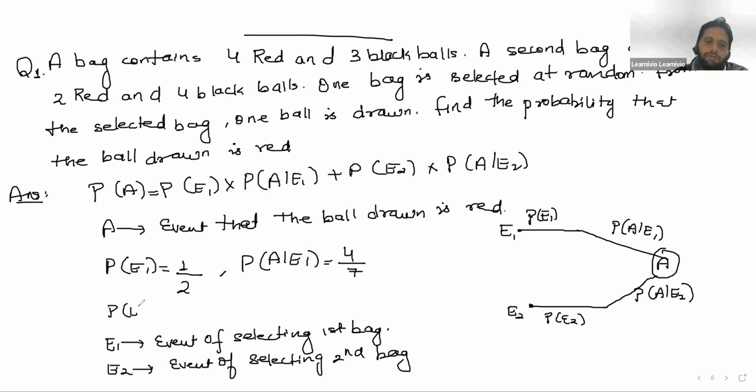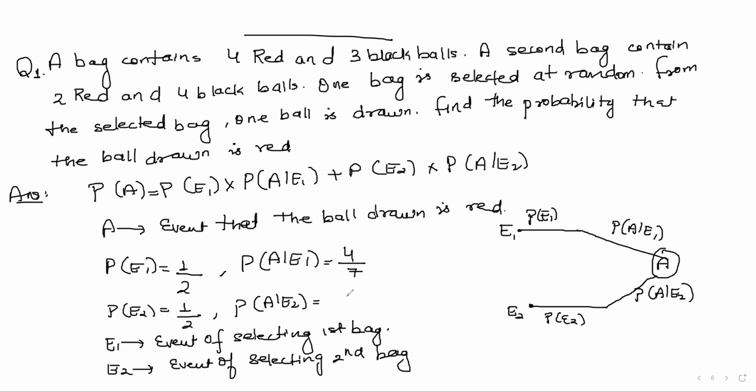Now similarly, what is P(E2)? Yes, again 1 by 2. Good. What is P(A by E2)? 2 by 6. 2 by 6. Very, very good. So you just need to put this in the formula. Is it clear, Nabil? Yes, sir. Okay, so please put this in the formula and share your answer.